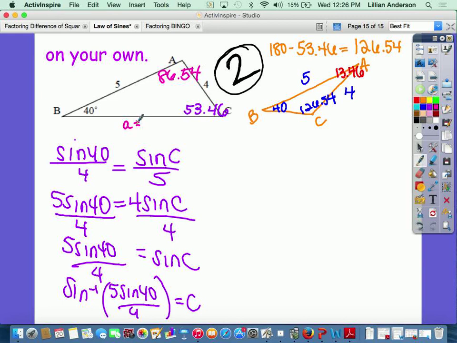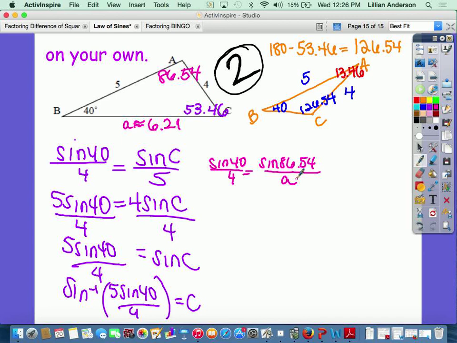So then what is side A in my first triangle? What you guys get? 6.21. Hopefully, you set it up as the sine of 40 over 4 equals the sine of 86.54 over A. Yes, you're going to have to use a value that you found to find a side, but that's the only way that you're going to be able to do this. Cross multiply and solve, and yes, you get 6.21.